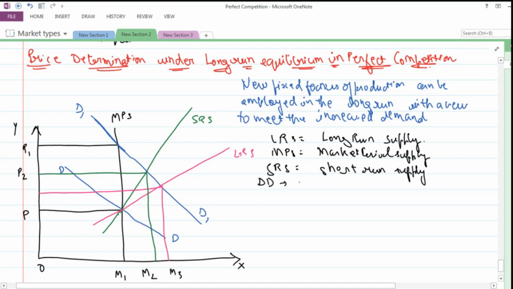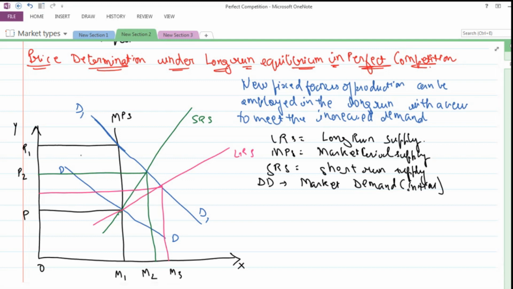DD is the market demand, that is the initial market demand. Now the market price at this particular point, wherein the market period supply, the SRS as well as the LRS intersect with the DD curve, is the price which would be determined as an equilibrium price. So the price determined is OP. OP is the market price.